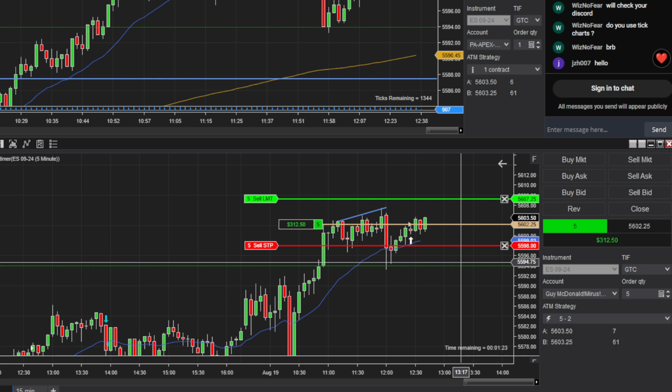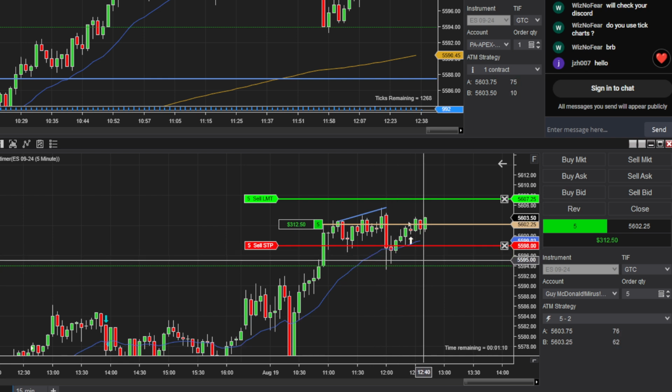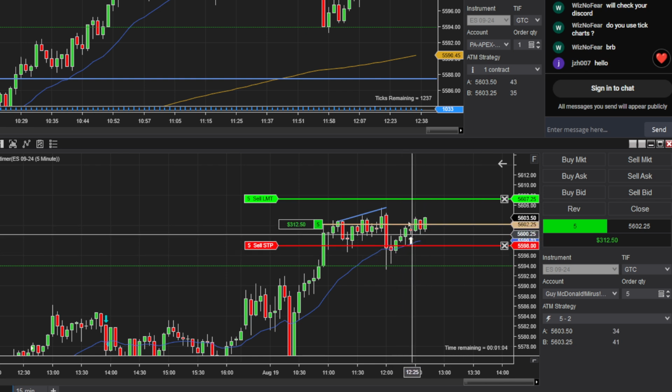One, is it in the direction of the trend? Yes. Is it after a reversal failure? Yes. Is it a trade off the moving average? Yes. Do we have a good risk reward ratio? Yeah. So I'm going for 5 points and I'm risking 4 points.